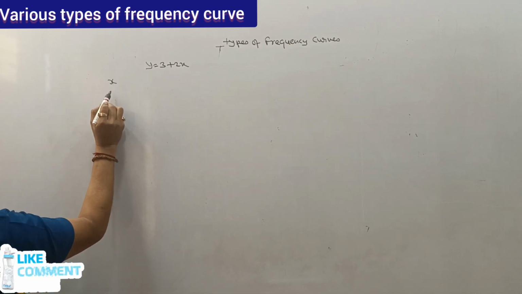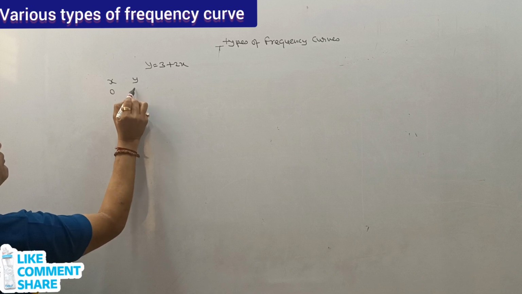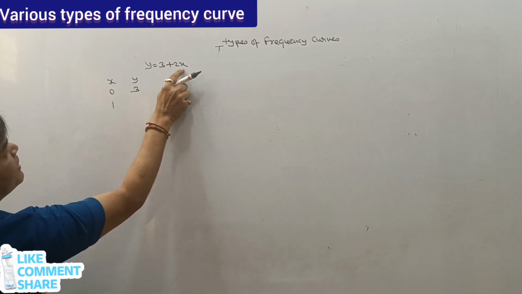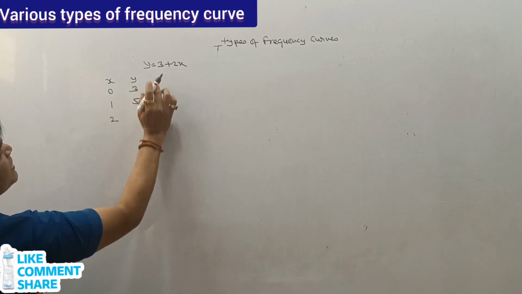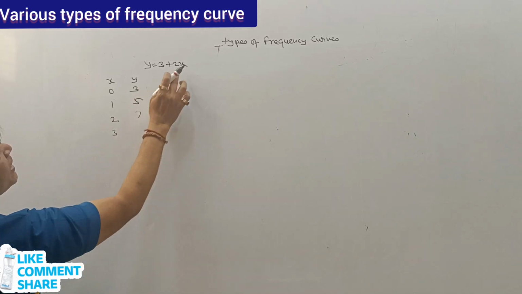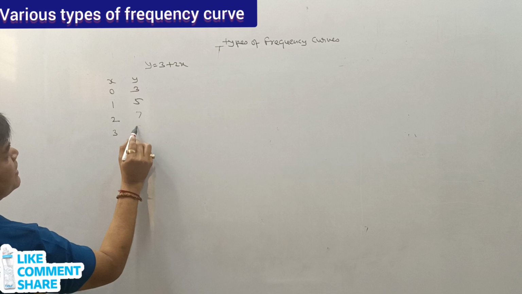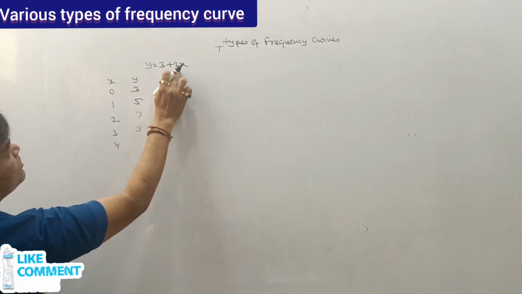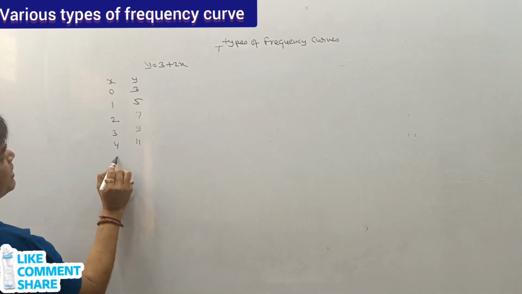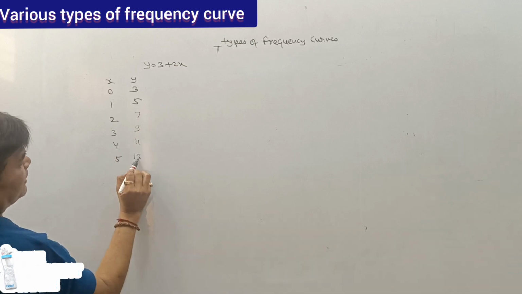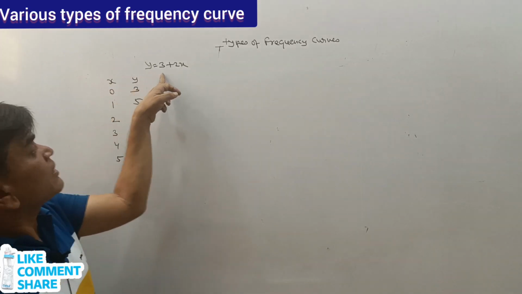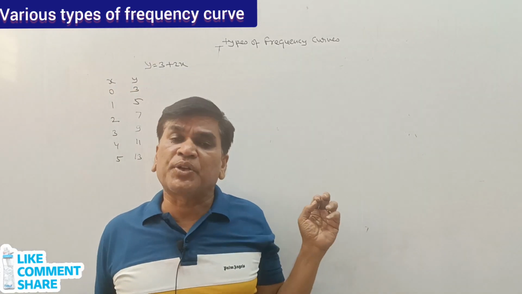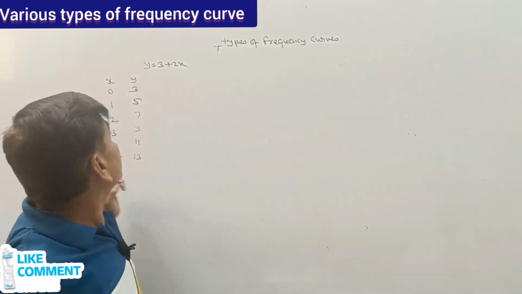If we put the value of x as 0, then y will be 3. Putting x as 1, y will be 5. Putting 2, 4 plus 3, that is 7. Putting 3, 2 times 3 is 6, plus 3, that is 9. Putting 4, 2 times 4 is 8 plus 3, 11. Putting 5, that is 13. So if we have an equation, we can draw it on graph paper.